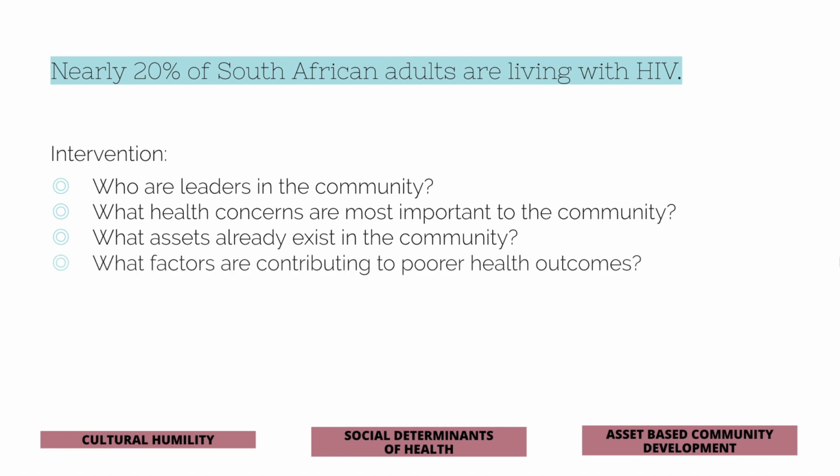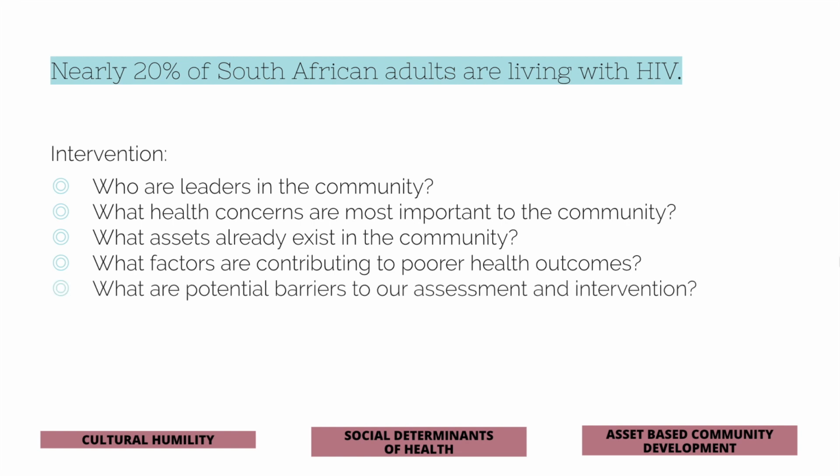We must also see if there are other social factors, like economic status, educational attainment, or cultural beliefs that might act as barriers to outreach or to the intervention. These might include a lack of transportation to clinics or an inability to take off work to participate in the assessment or intervention.